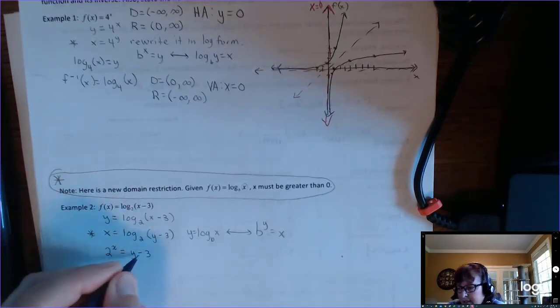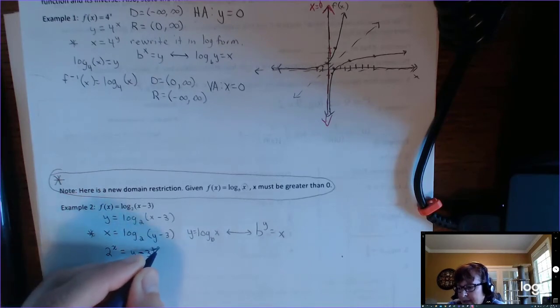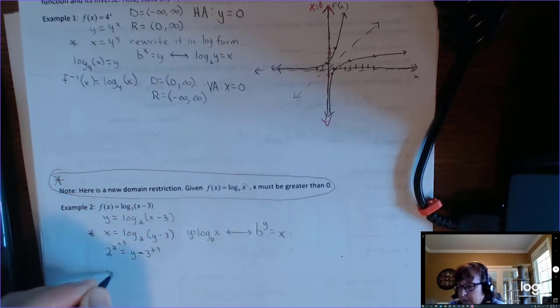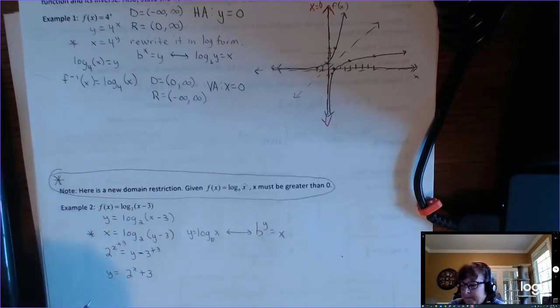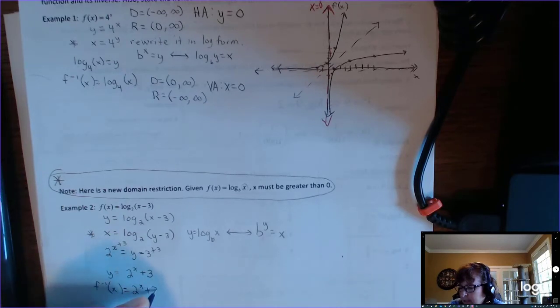Alright, so then the last step, I can get y by itself by adding 3 to both sides. So we get y equals 2 to the x plus 3. So the inverse function is 2 to the x plus 3.